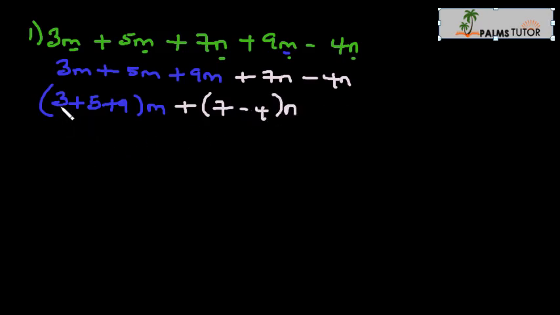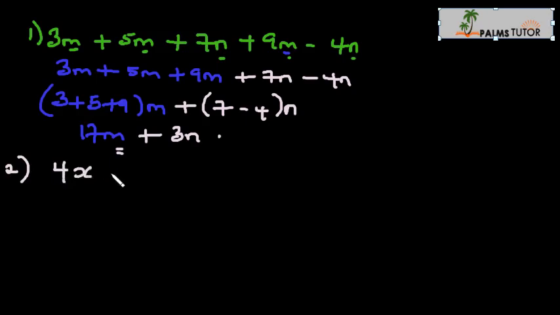So let's solve for this. 3 plus 5 plus 9: 3 plus 5 is 8, plus 9 is 17. So I have 17m, plus 7 minus 4 is 3. 3 multiplied by n is 3n. And you're done. So let's see another example.